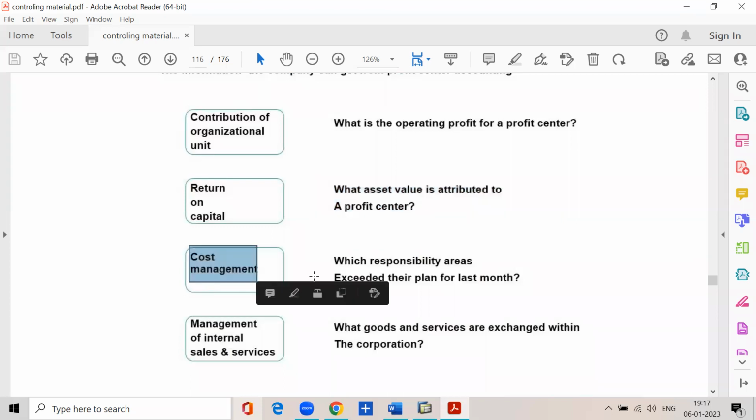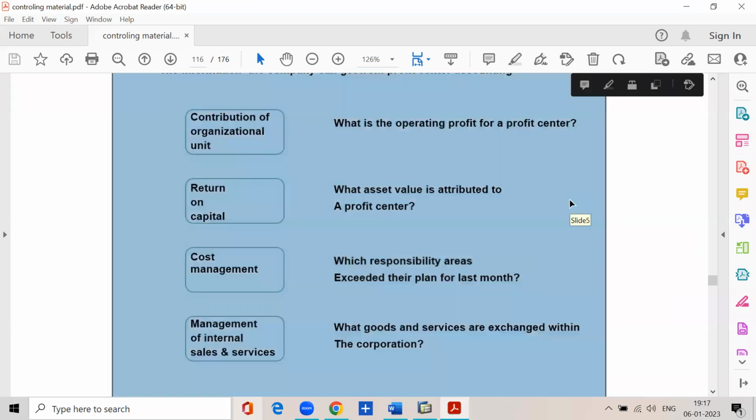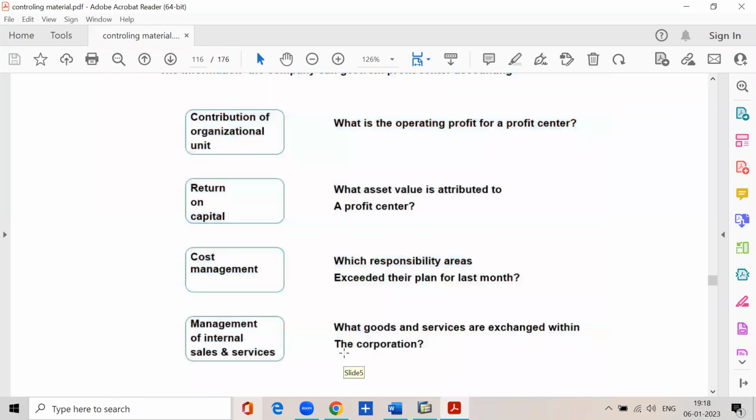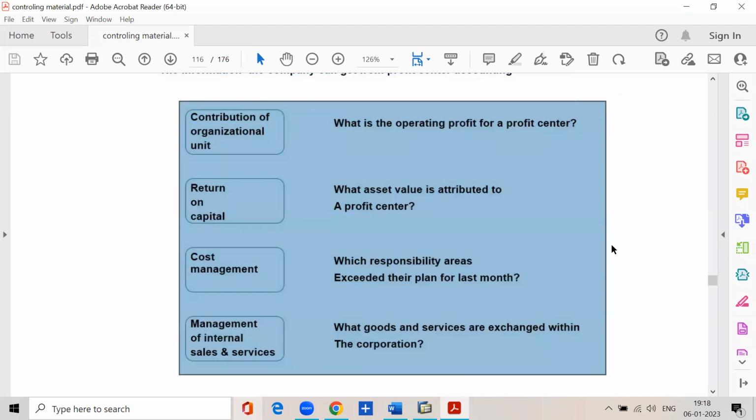Then cost management: which responsibility areas exceeded their planned cost for the last month? Means for every product or every profit center, we can enter the planned values for the expenses and also for the revenues, and these are compared with the actuals. If any actual expenditure is more than the planned expenditure for any profit center, the reasons are analyzed by the management. Then management of internal sales and services: what goods and services are exchanged within the corporation, within the group. So this is the information we can get from profit center accounting, what we can provide to the management.